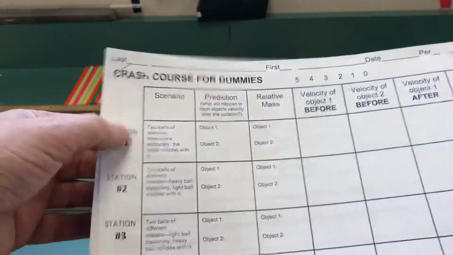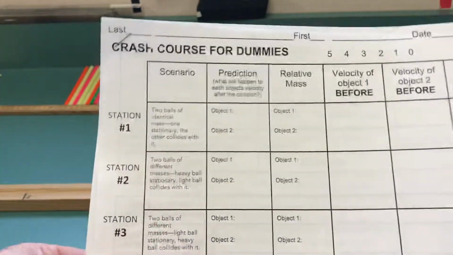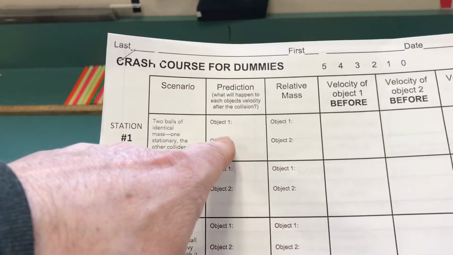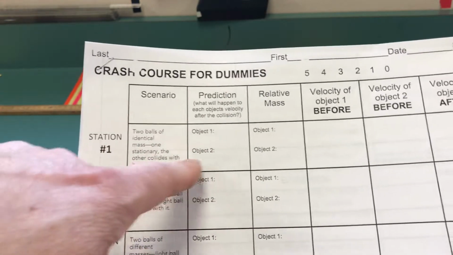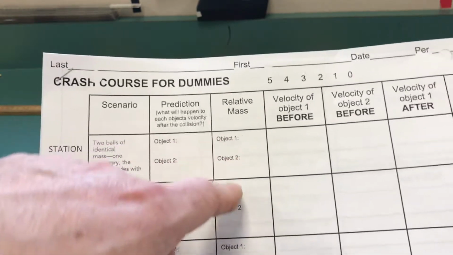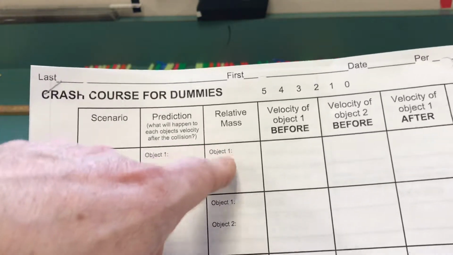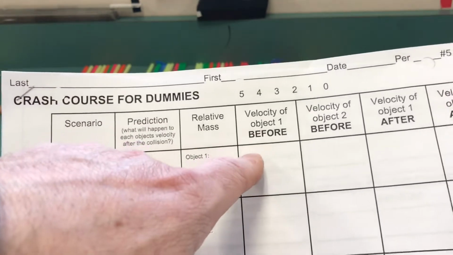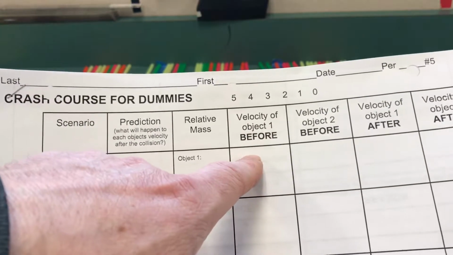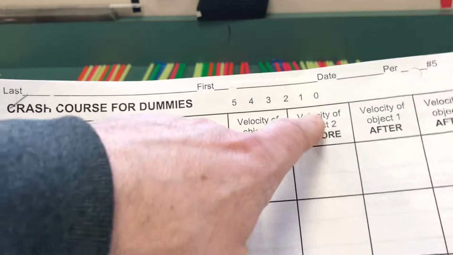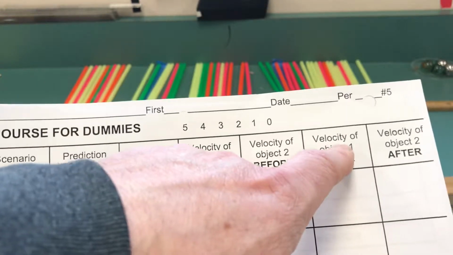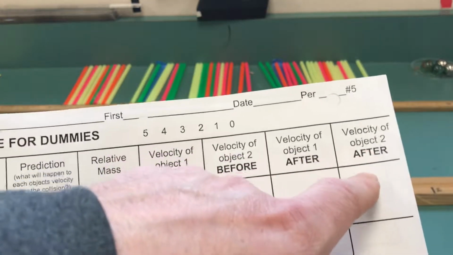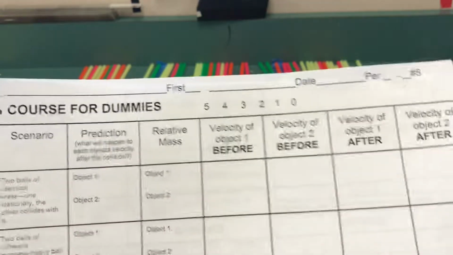So in each station, I'm going to have you make a prediction. So in the video, before I actually do it, you should pause and make a prediction about what you think will happen. I like to call object 2, whichever one is the stationary object in each case. And then here would be relative mass, which one is heavier or lighter. And then what's the velocity and direction before they collide? What's the velocity of object 2 before they collide? What's the velocity of object 1 after they collide? And object 2 after they collide. It's nice to show direction on here when you're showing velocity, so you can actually draw it as a vector if you want to.